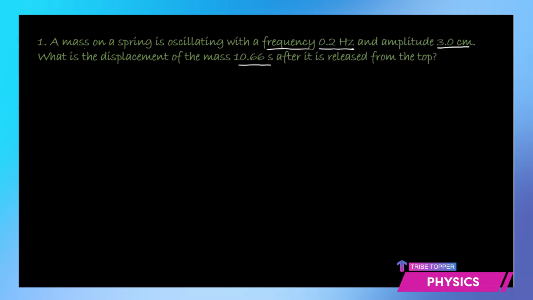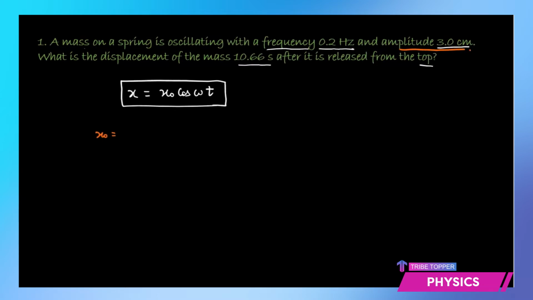Now first of all, since the mass has been released from the top, the equation that defines the instantaneous displacement for this mass would be x is equal to x naught cos of omega t. This is the equation which represents the instantaneous displacement of this mass as it starts from the top. Now what do we have as x naught? If you look at the question, amplitude is given to us already, 3 centimeters.